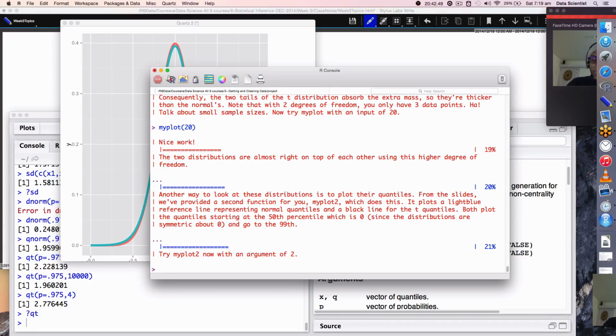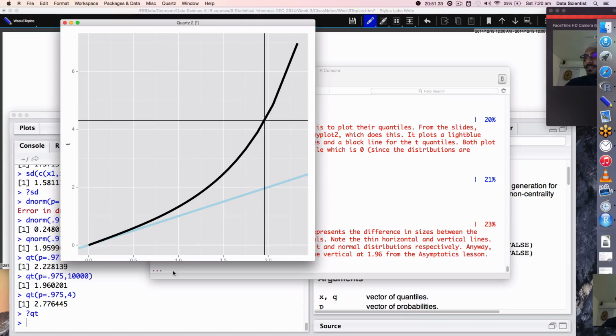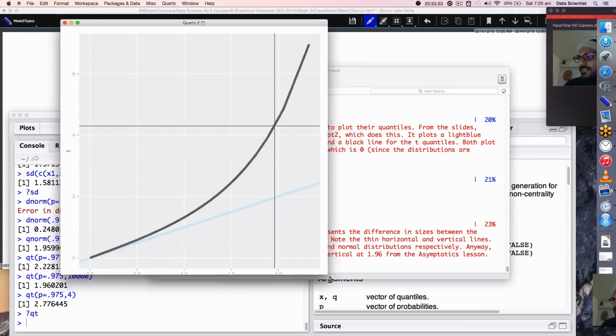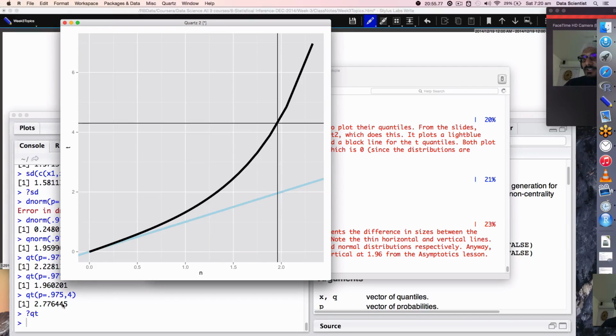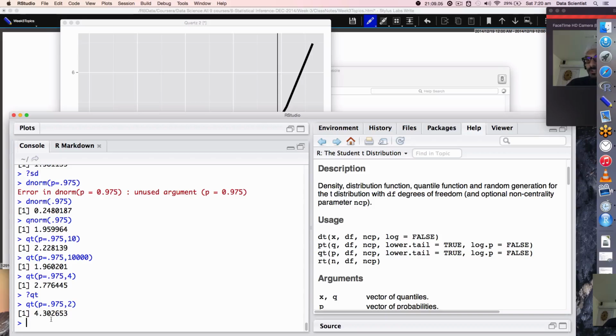Now he's comparing the two. He's created another plot. I'll explain what is done here. Basically we're talking about quantiles. This is the case with 2 degrees of freedom. Let's see what the number looks like. I say qt with 2 degrees of freedom, and I get 4.302, whereas for standard normal it is 1.96.